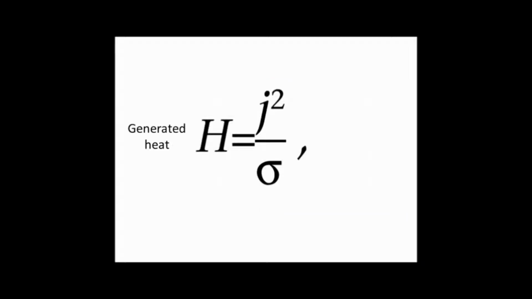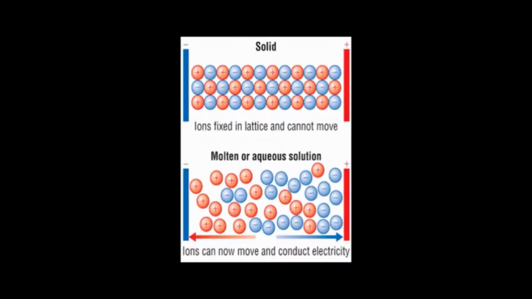This generated heat is described by Joule's law, where J is the density of electrical current and sigma is electrical conductivity, meaning the amount of heat we can produce depends on how much energy we are going to deliver, but also on the electrical conductivity of the tissue. Tissue with high blood and water content has the highest electrical conductivity, while bone has the lowest electrical conductivity with no penetration of the RF current.